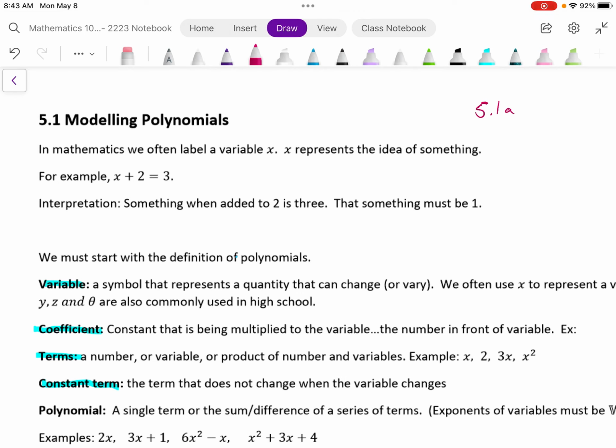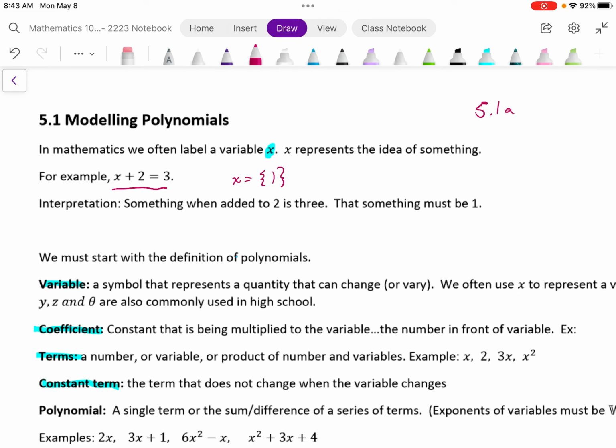So in mathematics, we often label a variable as x. Now, x represents the idea of something. For example, we have a mathematical statement that we call an equation. Something plus 2 is equal to 3. Well, that something is 1. Now, 1 is the solution, and it makes the statement true.